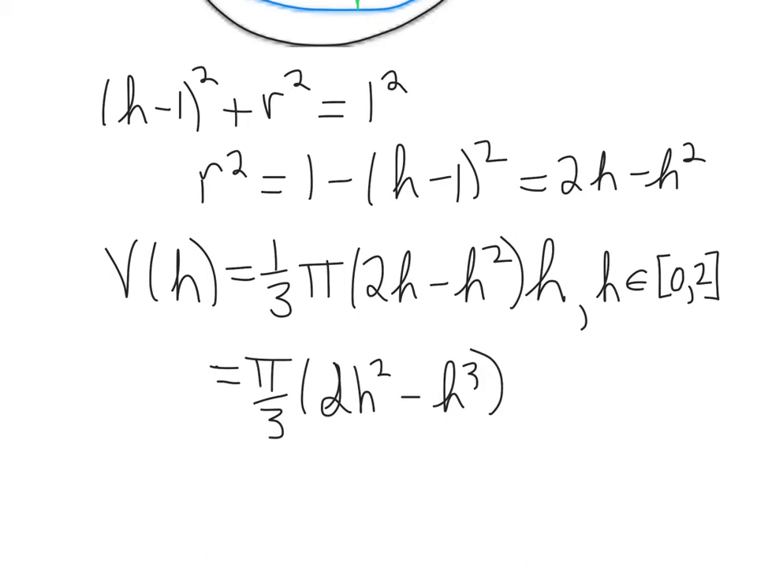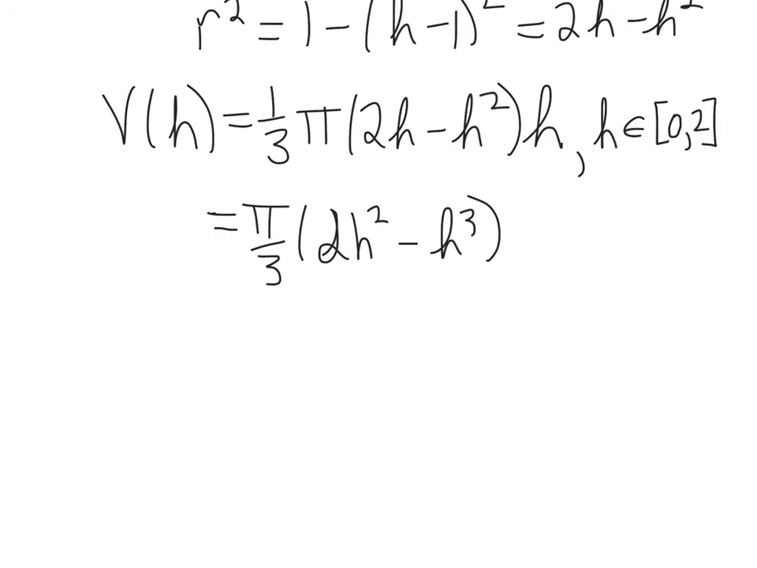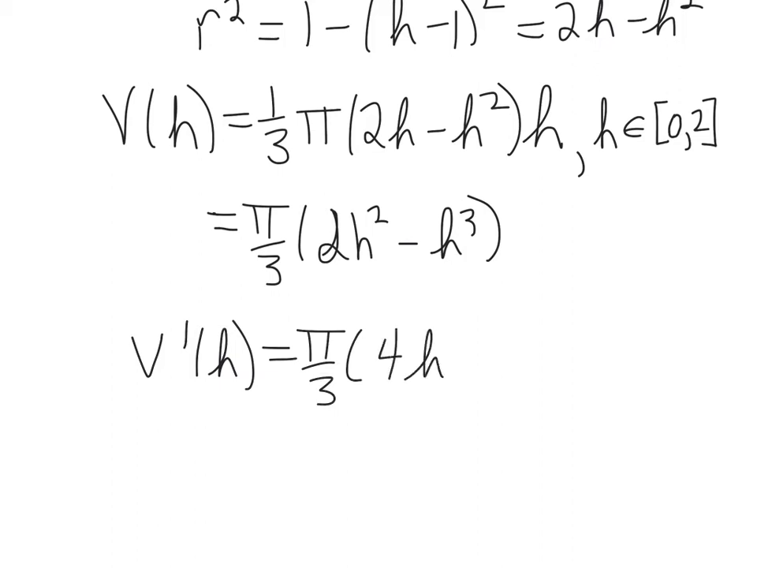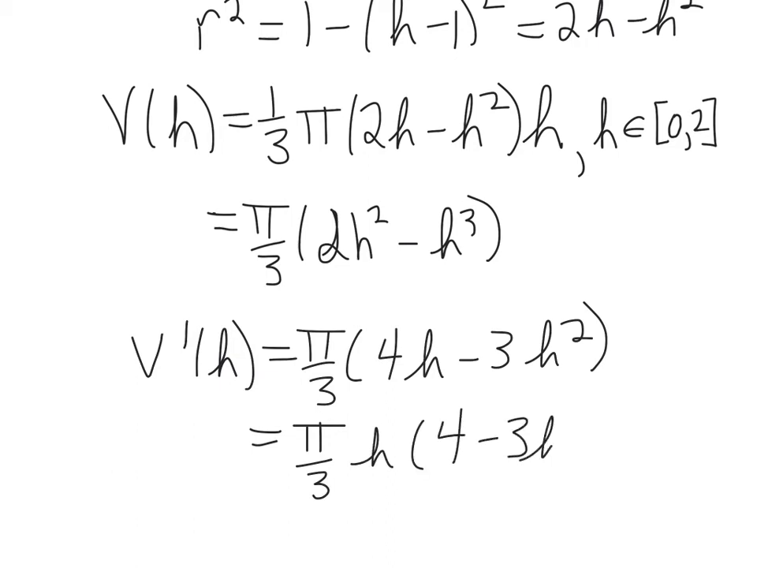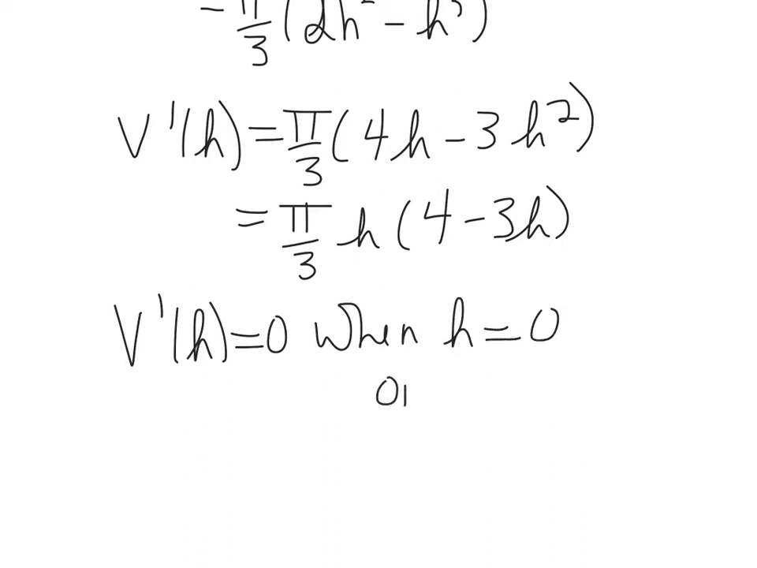So now I'll differentiate. So v prime of h is pi over 3 times 4h minus 3h squared, which is pi over 3 times h times 4 minus 3h. And to get the critical numbers, I'd like to know when v prime of h is 0, and that happens either when h is 0 or when h is equal to 4/3.